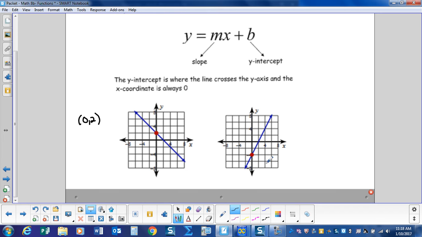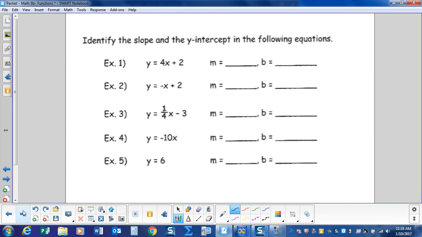So here's another example. We have a graph that's touching the y-axis at -4. So the x-coordinate is 0, so that's the point (0, -4). So the first graph has a y-intercept of 2, and the second graph has a y-intercept of -4. So we're going to identify the slope and the y-intercept of the following equations.